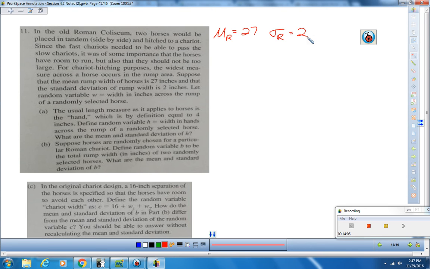Let the random variable W be the, so I guess I should change that from r to w, because I guess they're saying rump width. So there we go. The usual length measured as it applies to a horse is the hand. And this hand is by definition equal to 4 inches. So a hand is 4 inches. So to find the random variable H, in hands, where it is equal to width in hands across the rump. Whew, that's interesting, isn't it? So let's think about this. So H is going to be 1/4 times W. And let's think of why that is.